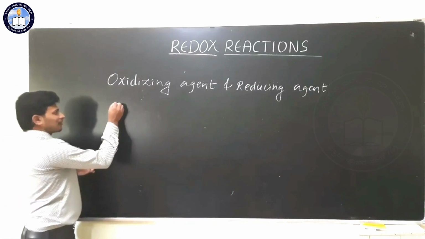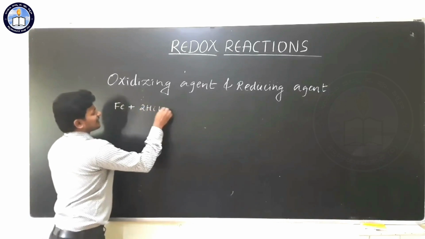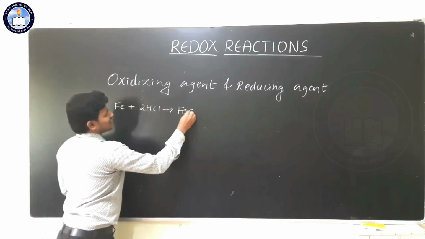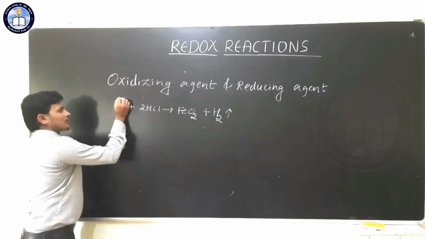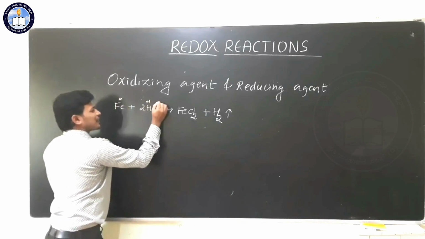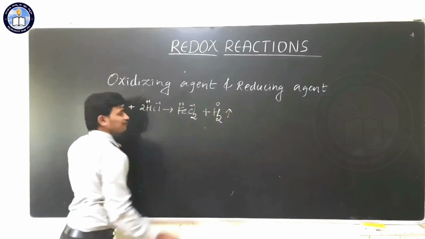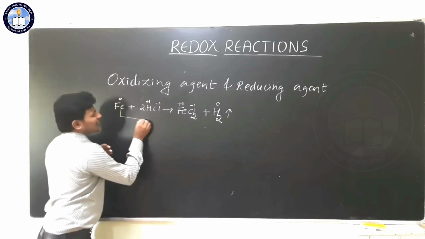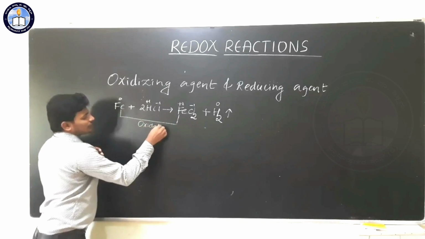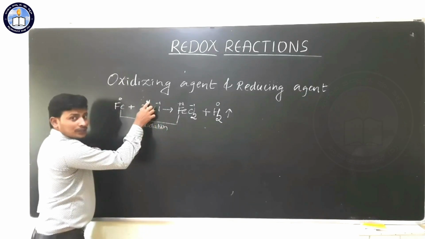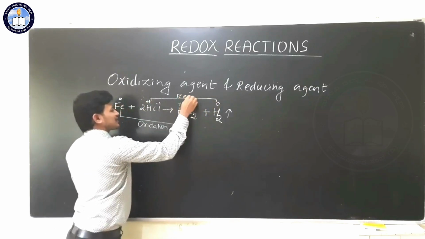Now let me take the same example, Fe plus 2HCl giving us FeCl2 plus H2, isn't it? Now the oxidation number here is 0, and here plus 1, minus 1, and here plus 2, minus 1, 0. Fe to Fe2 plus, an increase in oxidation number, is oxidation, and hydrogen plus 1 to 0 is known to be reduction.